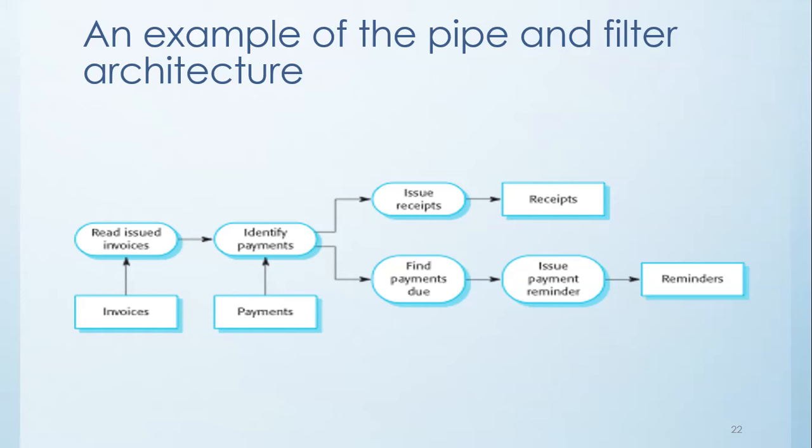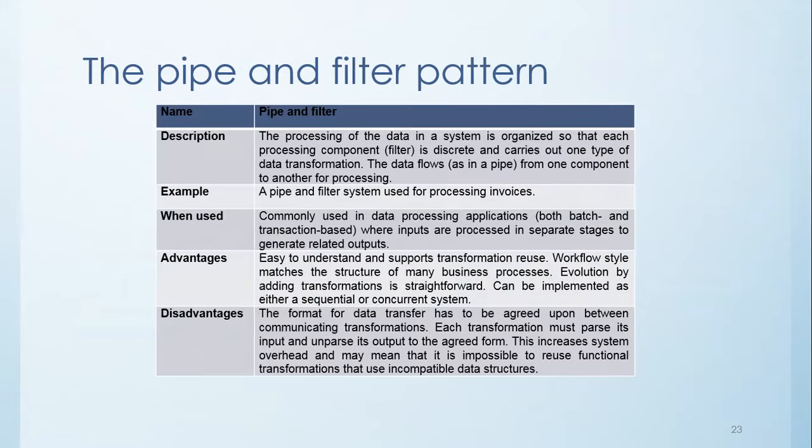So you see the data is successively processed by different processing agents, and it's transformed as it goes through the pipe and filters. The pipe is the flow of the data, and the filter is each one of the things that is going to transform the data from one stage to the next. You use this in data processing applications, both batch and transaction based, where inputs are processed in separate stages to generate related outputs. The advantage is that it's easy to understand and it supports transformation reuse.